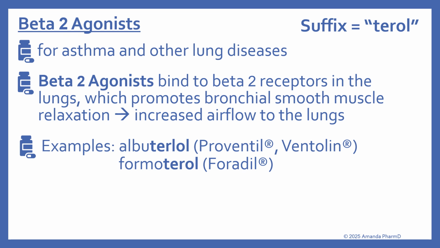Next are the beta-2 agonists. These are for asthma and other lung diseases. The beta-2 agonists bind to beta-2 receptors in the lungs, which promotes bronchial smooth muscle relaxation. This leads to an increased airflow to the lungs. And some examples include albuterol, the brand name is Proventil or Ventolin, and formoterol, brand name of it is Foradil. And these have the suffix terol.